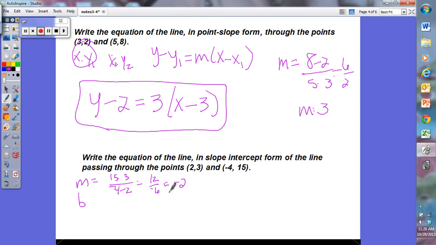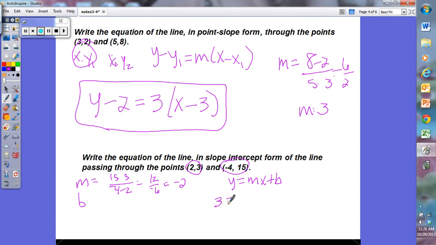Now, I can either plug into y equals mx plus b, which I'll do. And I know the m is negative 2. I know x and y. I actually have two choices. I can either choose this x and this y, or this x and this y. The only thing you can't do is choose this x and this y. I'll use this one because they're both positive.